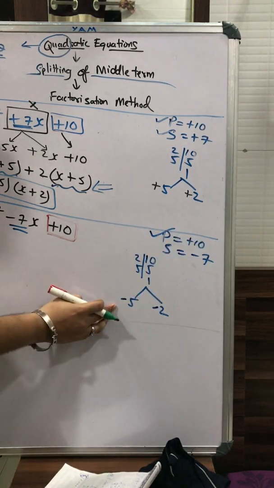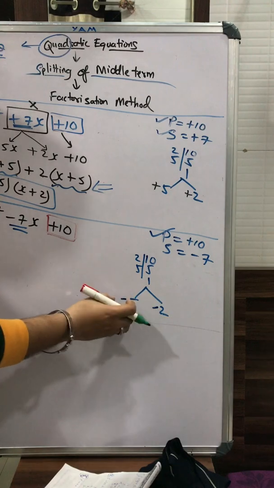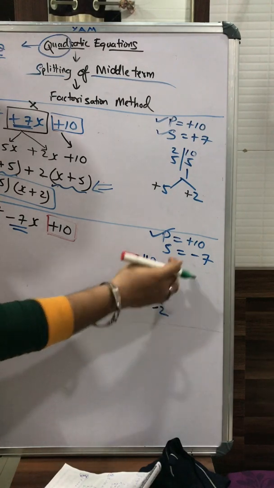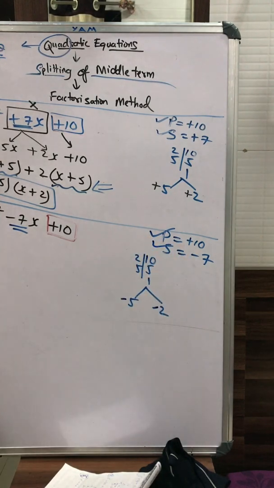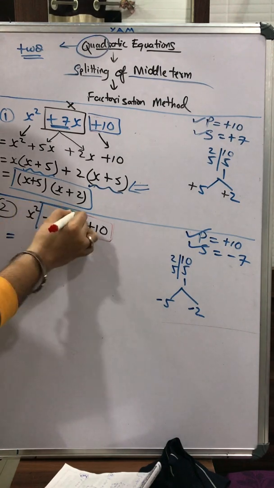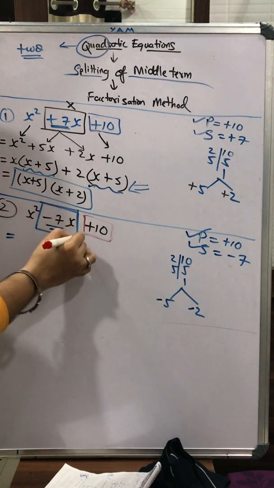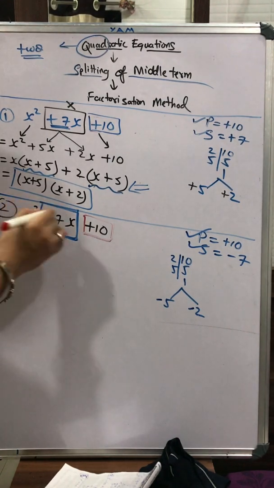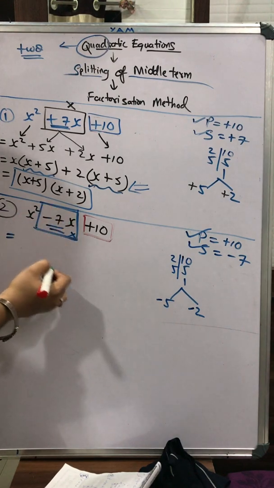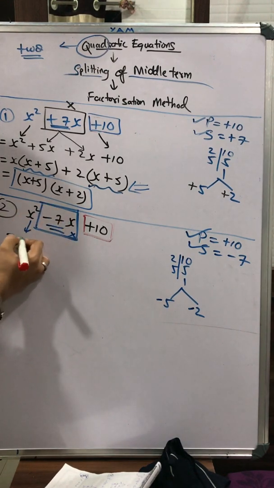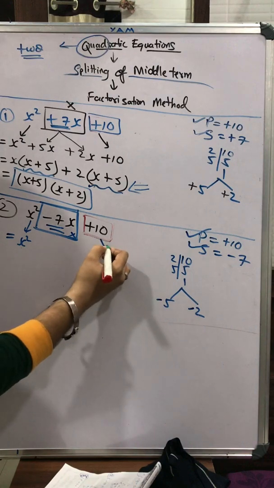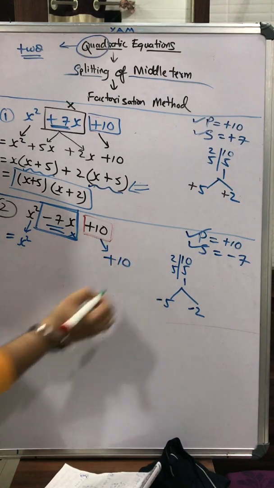And when minus 5 is added with minus 2, I'll get minus 7. Here comes the case. My middle term is minus 7x here. So I'll not write this middle term. I'll just copy this x square as it is. I'll copy this plus 10 as it is.